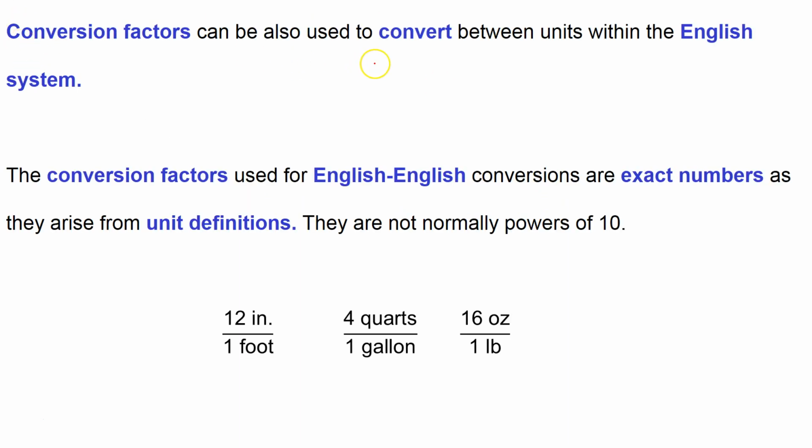You can also use conversion factors to convert between different units within the English system. You do need to be aware that these are not normally powers of 10. I don't expect you to know all of these conversion factors, but they will be exact numbers because they are based on unit definitions. Some of the more familiar ones are 12 inches in a foot, 4 quarts in a gallon, 16 ounces in a pound. Like I said, I don't expect you to know all of them off by heart.